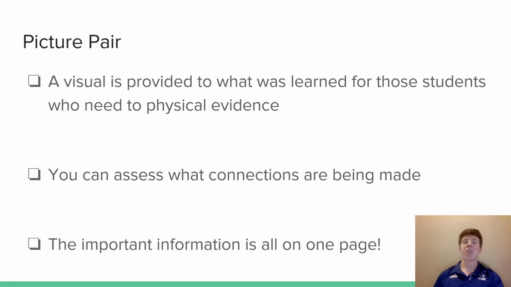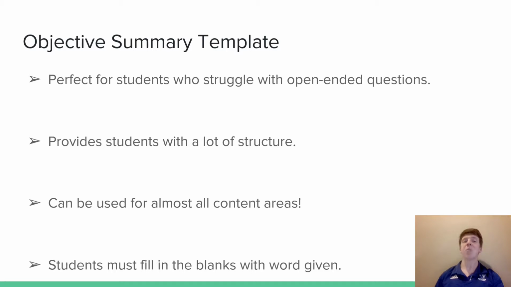These picture pairs are a visual, so it gives students that hard physical evidence that they would need to make those connections, but you could also then assess what connections are being made. So what are those big events that the students are pulling out of the chapters. This also gives all the important information on one page, and it helps them recall because it gives them a visual. The next example I have is an objective summary template.